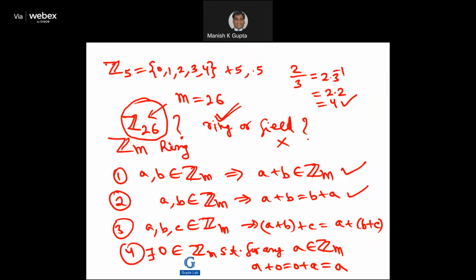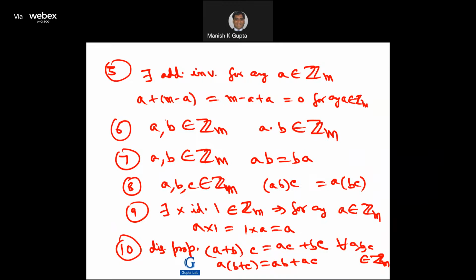So normally they teach ring like this. I don't like this, but anyway, these are the properties. But you can understand the definition. If A, B, C are in Zm, then A plus B plus C is equal to A plus B plus C, right? That kind of property is there. There exists an additive identity in Zm such that for any A in Zm, A plus 0 is equal to 0 plus A is equal to A. Additive identity, right? 0 is there, very important.